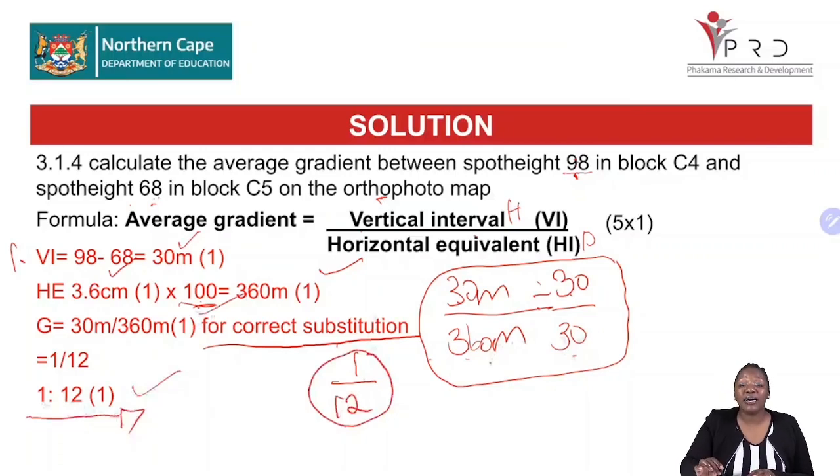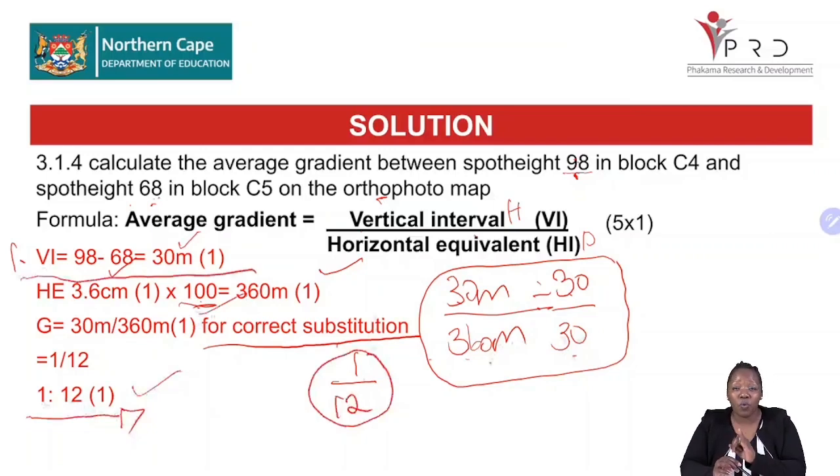Remember, sometimes they can split the gradient into 3 questions. The first question, they will ask you to give the difference in the spot height. So you do this. Then you get that 1 mark.